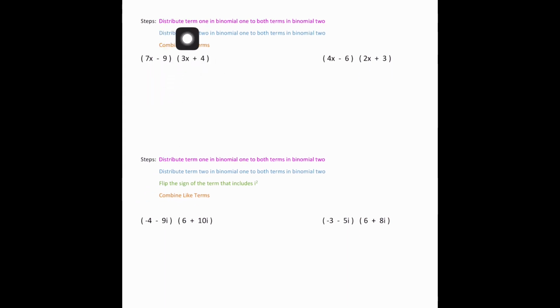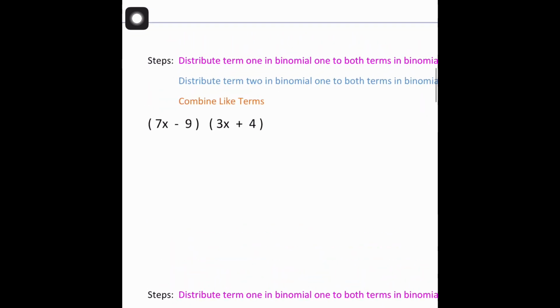Okay, we're just going to distribute term 1 in binomial 1 to both terms in binomial 2. All right, beautiful. So term 1, binomial 1, is 7x. We're going to distribute that to both terms in binomial 2. So 7x times 3x gives us, yes, 21x squared because of the imaginary exponent of 1 that we add. So we multiply the coefficients and we add the exponents. All right, then we will do 7x plus 4, wonderful, plus 28x.